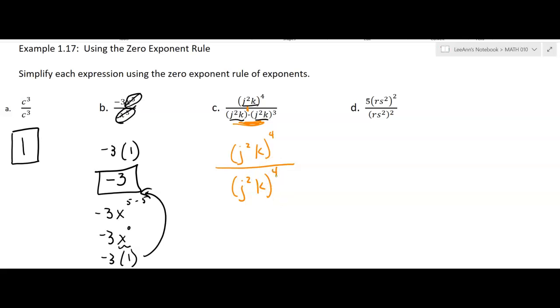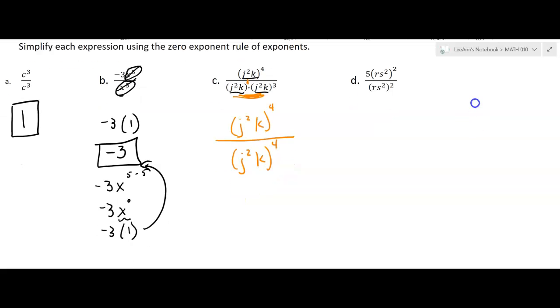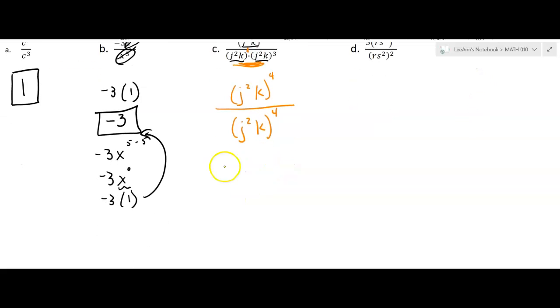Now right there, you can say, oh, it's 1. But if you want to see the 0, you could say j squared k to the 4 minus 4, or j squared k to the 0 power, which would just be 1.